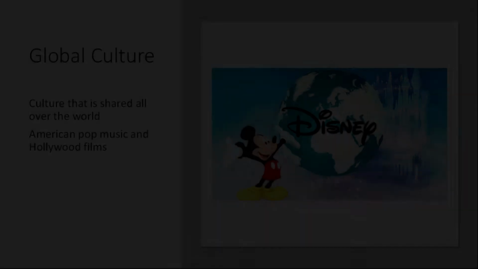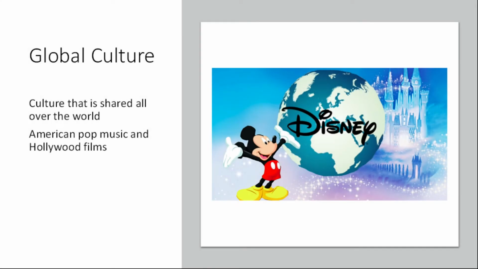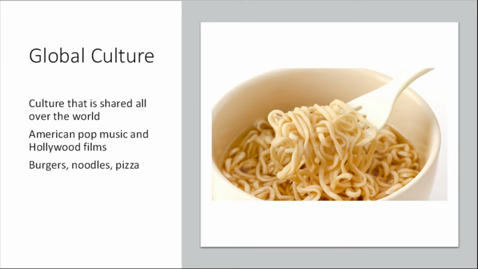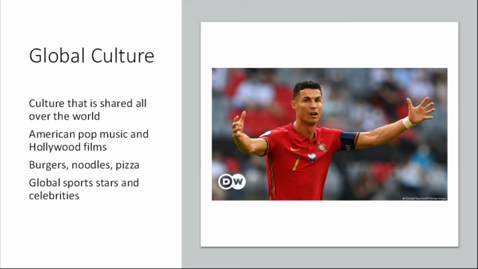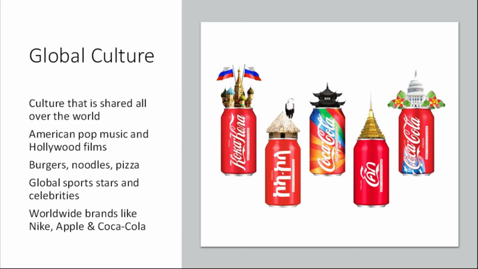Let's look now at global culture. This is a culture that is shared all over the world. An obvious example would be American pop music and Hollywood films and media empires like Disney. People are familiar with Disney products in every continent. Global culture includes world foods that you can find everywhere. Burgers, noodles, pizza. There are global sports stars, global celebrities, global teams that have their supporters in every country. And worldwide brands like Nike, Apple, and Coca-Cola.